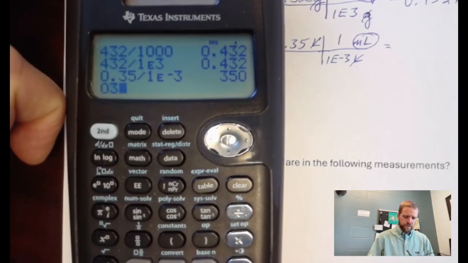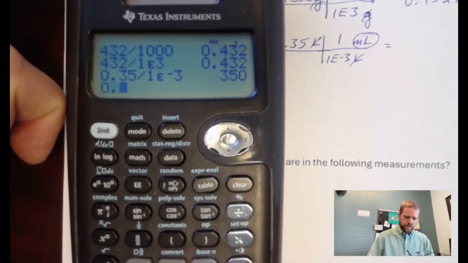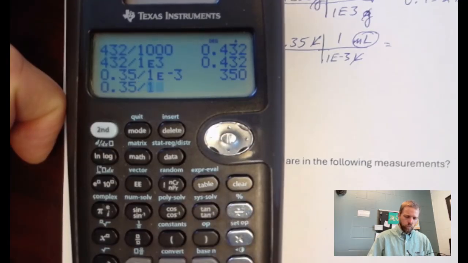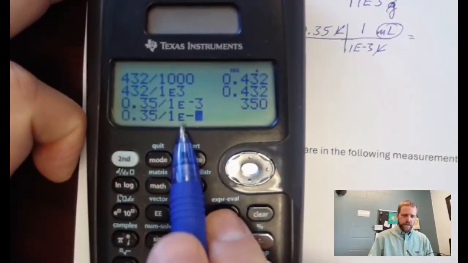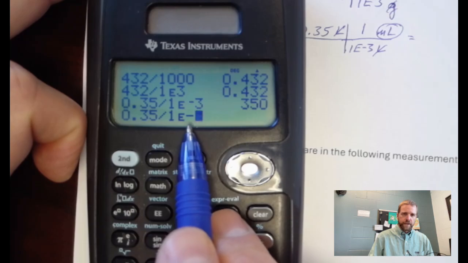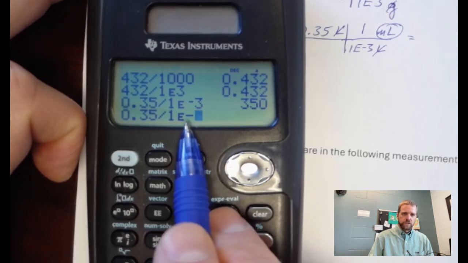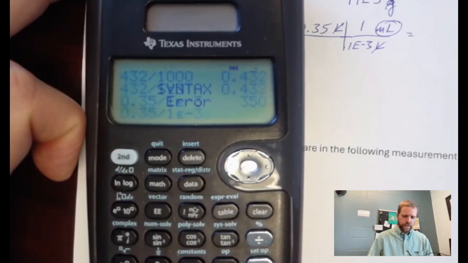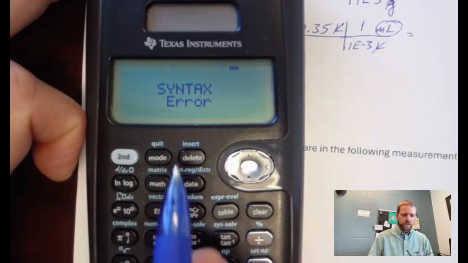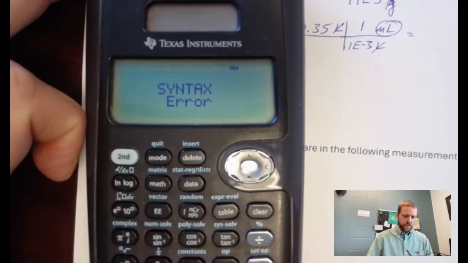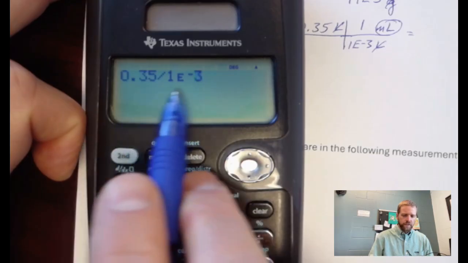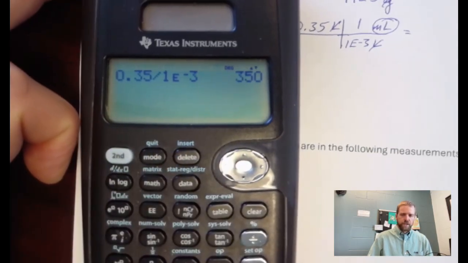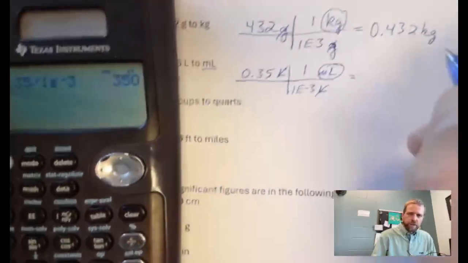Now notice, if I take 0.35 and divide it by 1E, and then use the subtraction minus button, the character that the calculator displays is different. This is a subtraction symbol, and if I put in 3, it's going to give me a syntax error. That's because you can't use that character when writing this out. You have to use the sign minus. So it's 350, and I'm going to write down 350 milliliters.